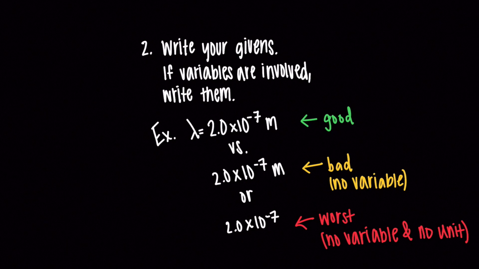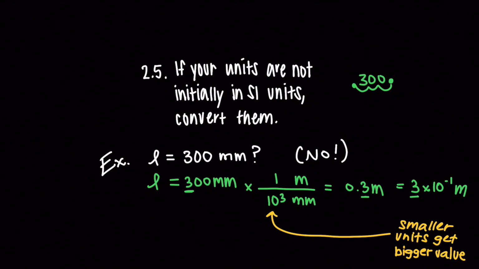In addition to part 2, I also wanted to add that if your units are not initially given in SI units, make sure to convert them before solving your problem. For example, if you are given a length of 300 millimeters, while that is a good length, it's not in SI units. Make sure to first convert the millimeters into its SI equivalent of meters.